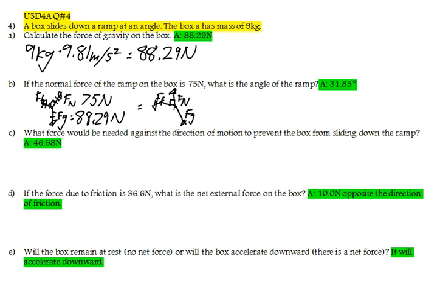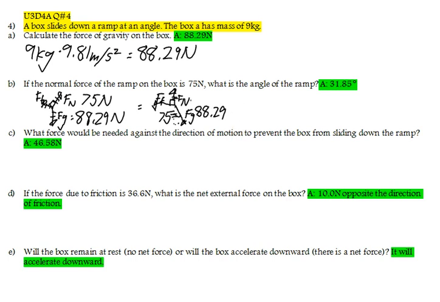And so now we can draw a little triangle here, and what we recognize is that because the object is not accelerating away from the ramp and it's not sinking into the ramp, therefore this side of the triangle equals this side of the normal force. And therefore, if our normal force is 75 newtons, then the length of this side of the triangle is 75. And the length of this side of the triangle would be 88.29, which is what we had as our force due to gravity. Now we have two sides of a triangle, which allows us to use trigonometry in order to find out what the angle is.